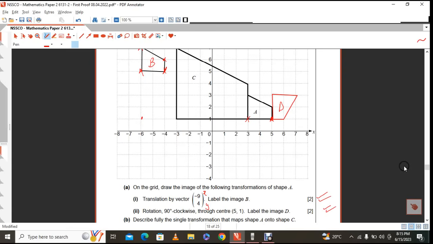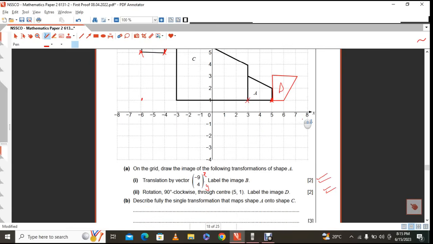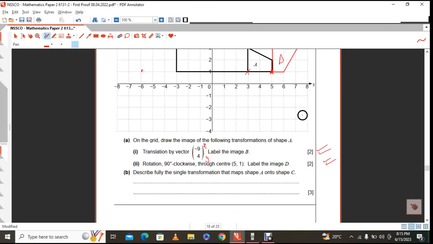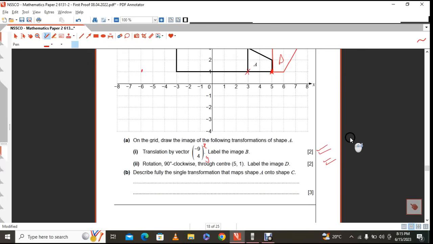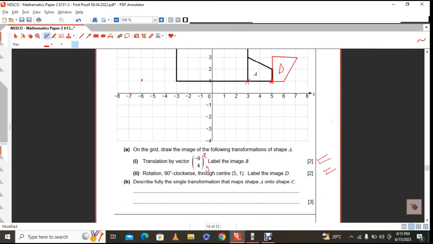Now, they say describe fully the single transformation that maps A onto C. A onto C, well, you can see as clear as daylight, it's enlargement. Please don't write enlarge. Write it in full, you lose marks. It's enlargement. Okay? Don't say large, whatever, bigger. It's enlargement. Make sure you understand and you know your different transformations that exist.